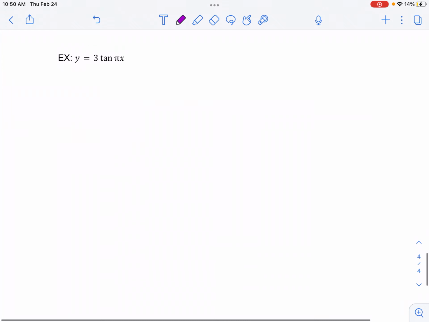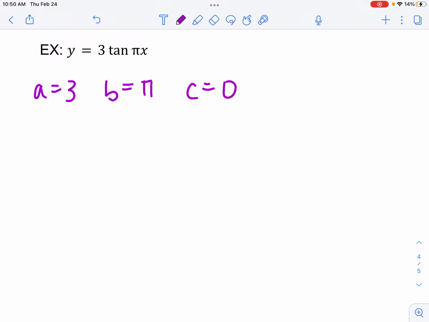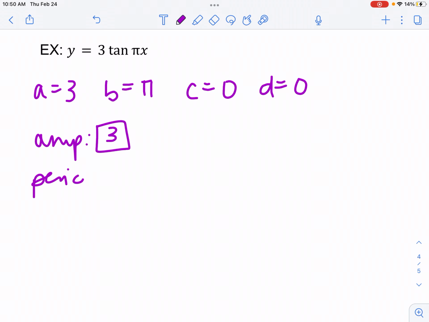Okay, let's try this next one. If you want to pause it, try it on your own. We got a couple of changes here. A is 3, B is pi, C is 0, D is 0. My amplitude is going to be 3. My period is going to be interesting.